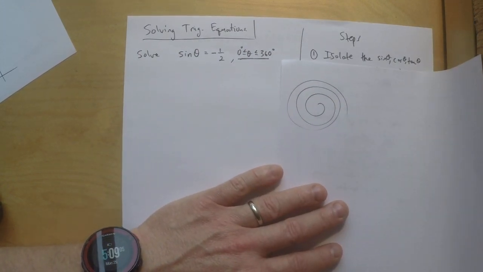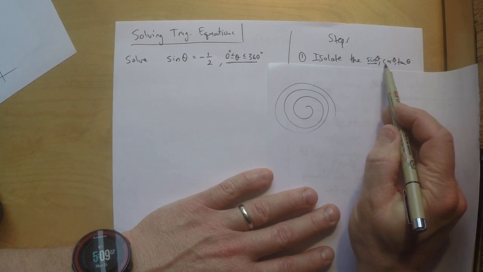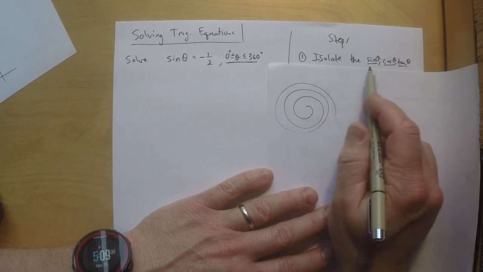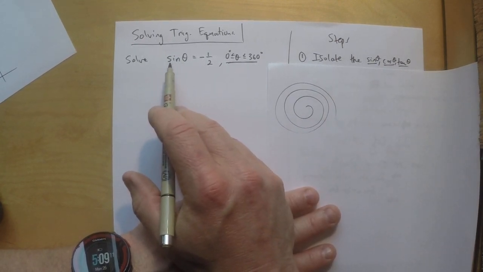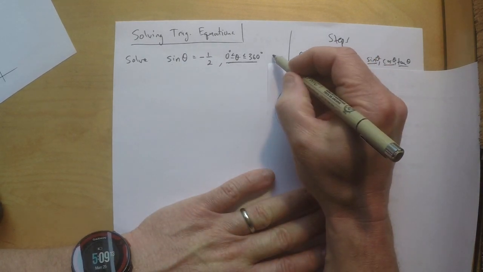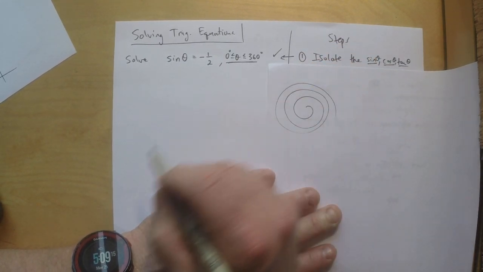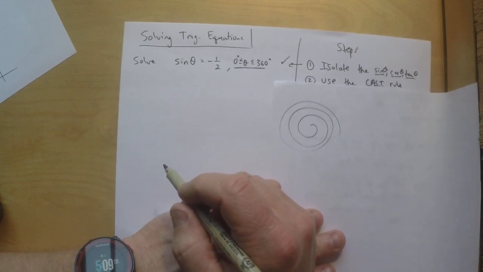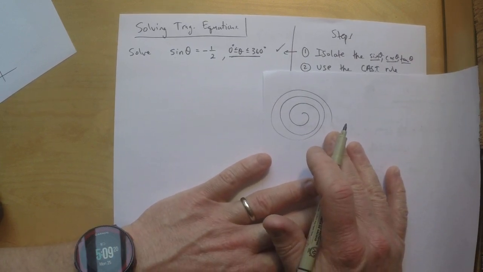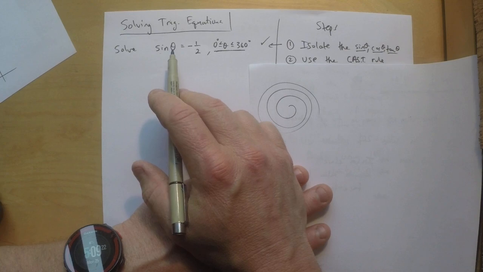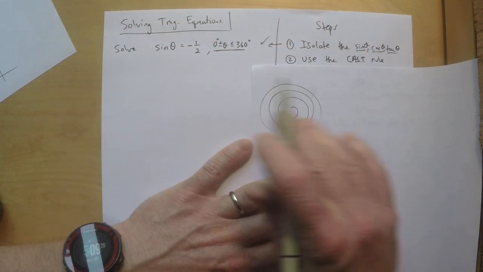First step is you need to isolate the sine, cos, or tan. In other words, get it by itself. In this question, that is already by itself. So that first step, done. Just lucky.